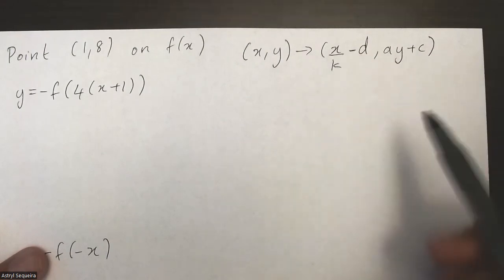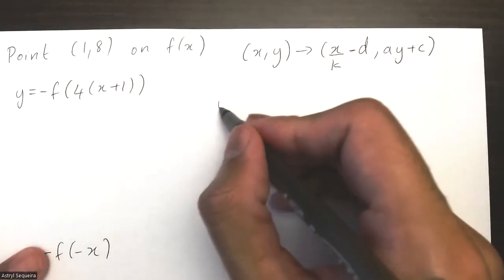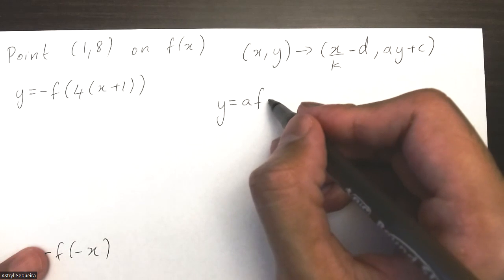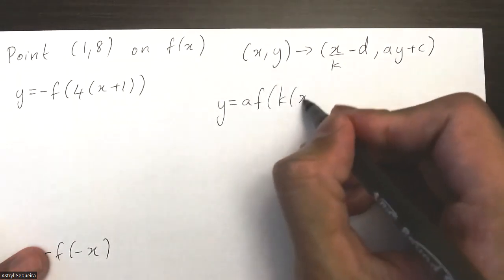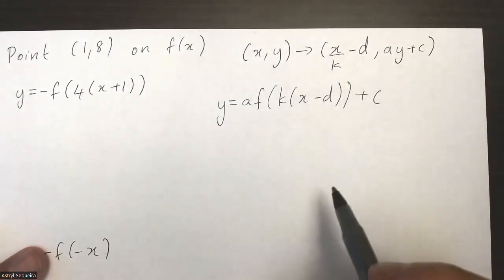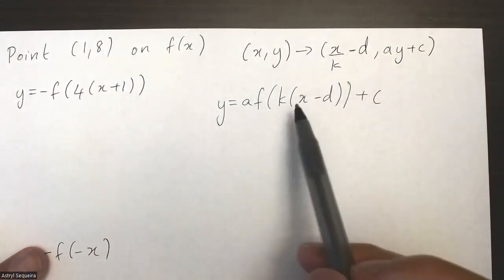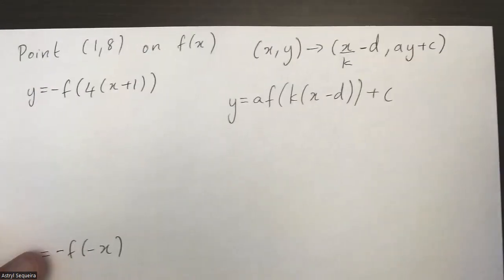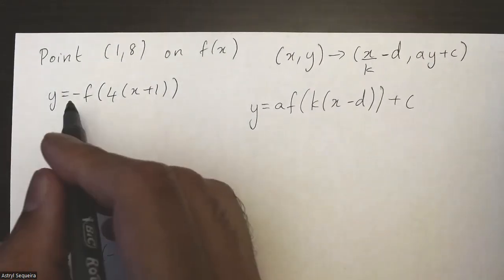And if you're wondering what A, K, D, and C are, the original function with transformations is a f(k(x - d)) + c. So we just have to sub in A, K, D, and C into each equation and then transform the point. So let's do that for the first example here.